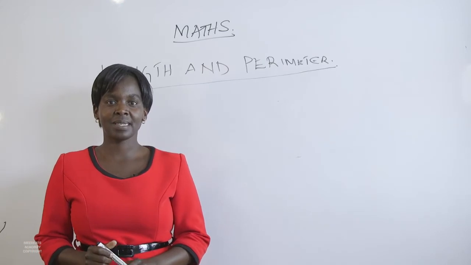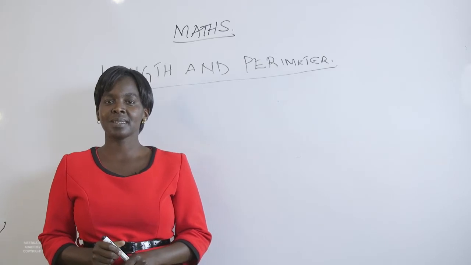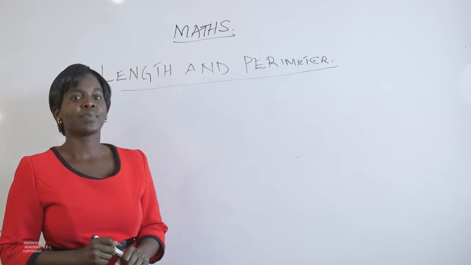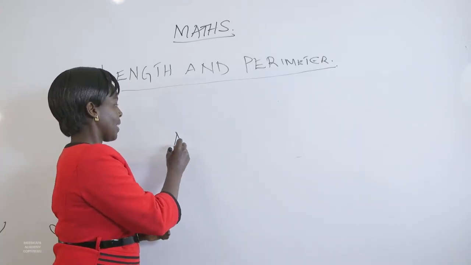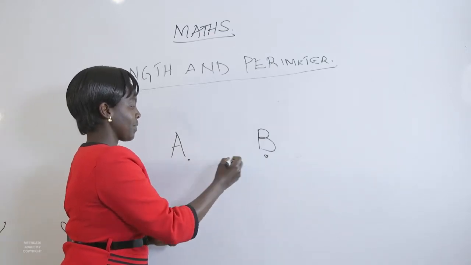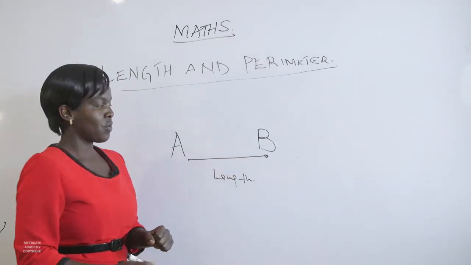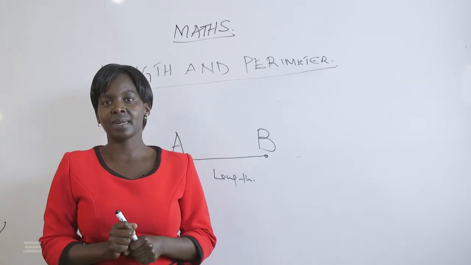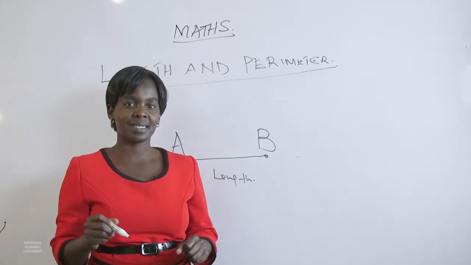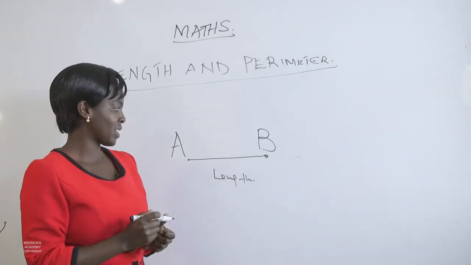Previously in your Year 7, you were introduced to length, and you were told that length refers to the distance between two points. For example, if we have point A and point B, the distance between point A and point B is referred to as the length. You were also introduced to perimeter, and you learned that perimeter is the distance around the outside of the shape.